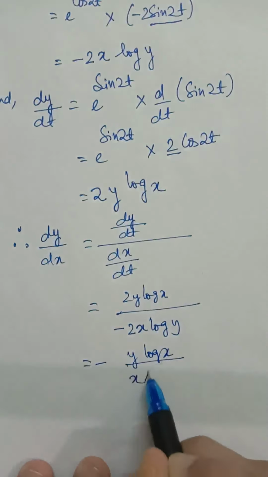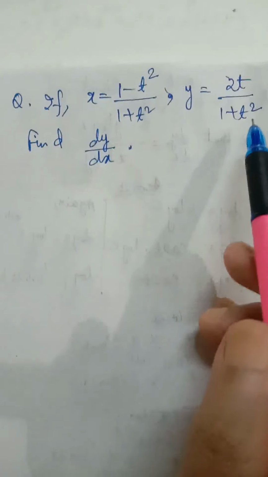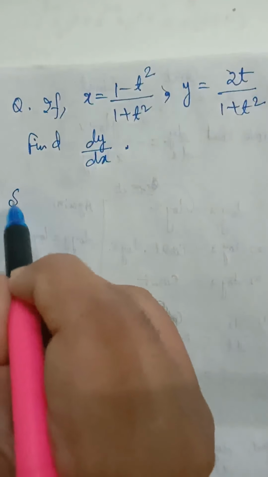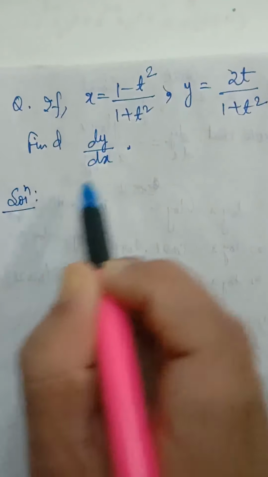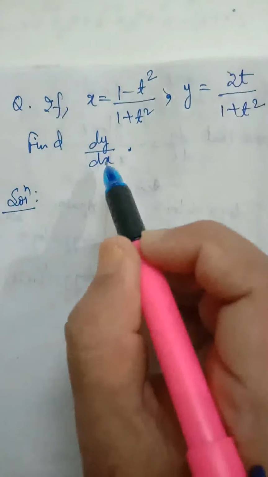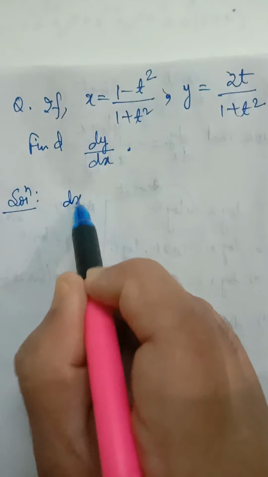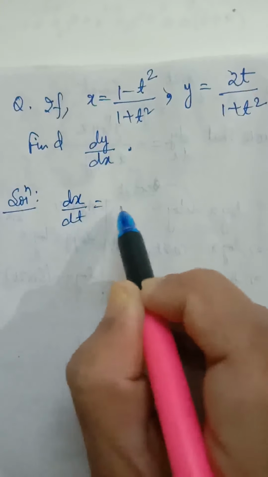Our next question is, if x equal to 1 minus t square by 1 plus t square, y equal to 2t by 1 plus t square, find dy by dx. So we have to find dx by dt and dy by dt, and then dy by dx. Now for dx by dt, you have to apply the quotient rule.